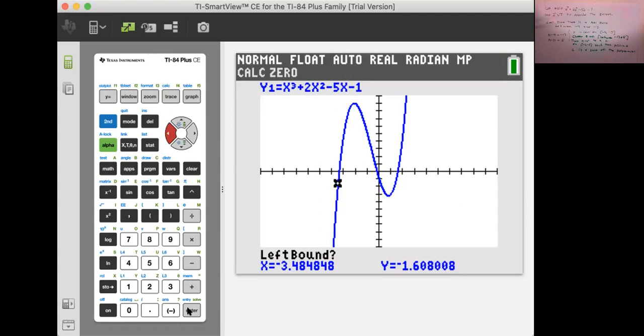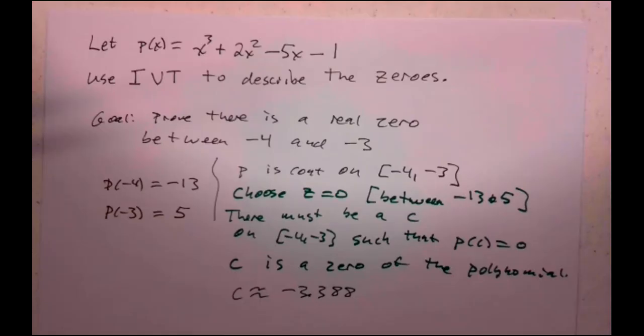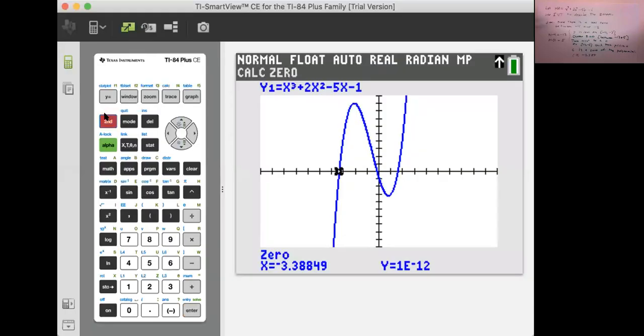Left bound, that's A, that's negative. Right bound, that's B. I choose 0 in between, I need to guess. And it gives me a 0 of approximately -3.388. So sure enough, we found a 0 between -4 and -3 that worked. But the reality is we have more zeros, don't we? So I'm going to go back to the graphing calculator and look at the table and see where the other zeros are. So this time I'm going to go to an automatic table.